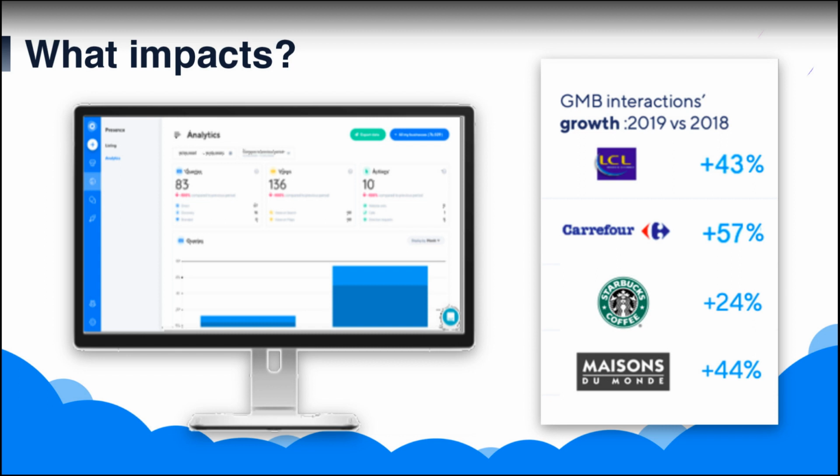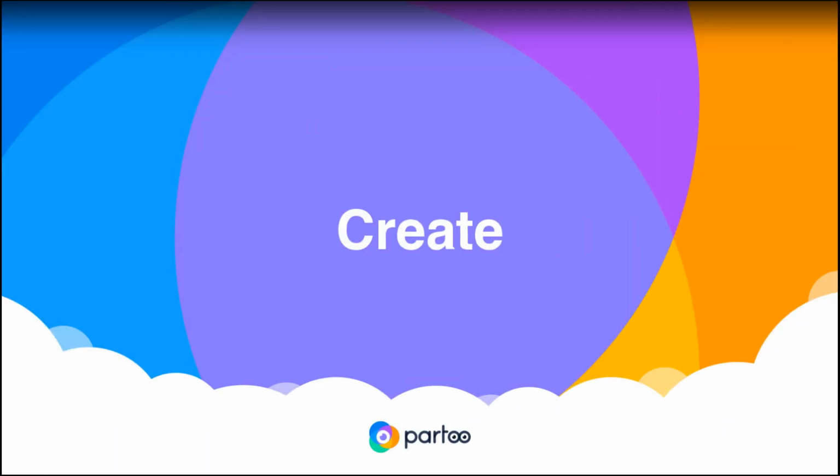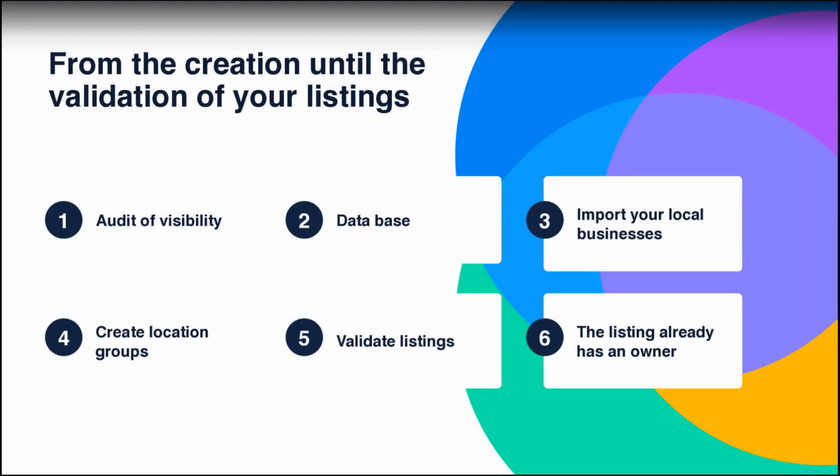Thank you. Now that we've depicted the prominence of Google My Business, we're going to focus on the main steps to create and validate your listings. So we'll go through a 6-step process from an audit of visibility till the validation of your listings. So first of all is the audit.